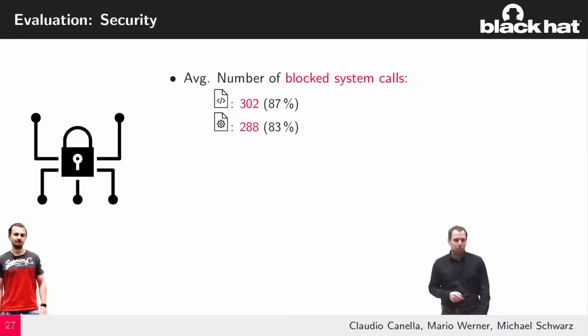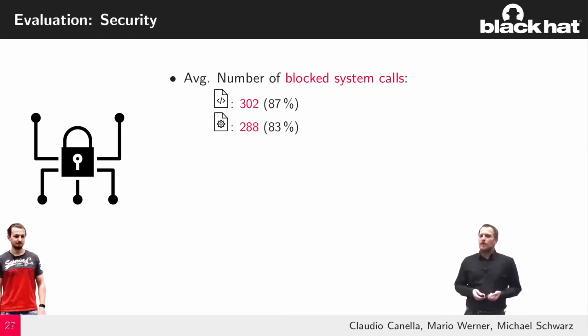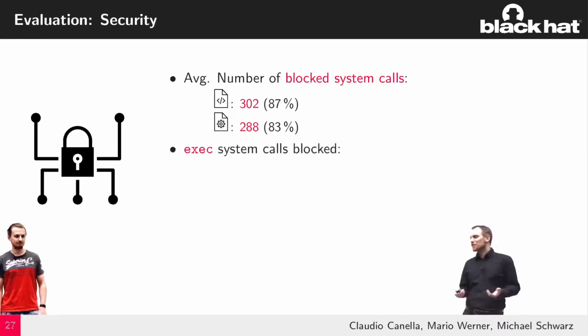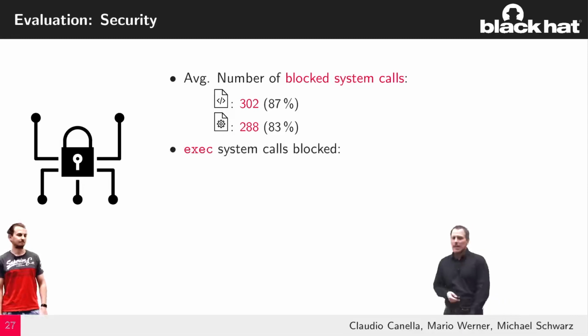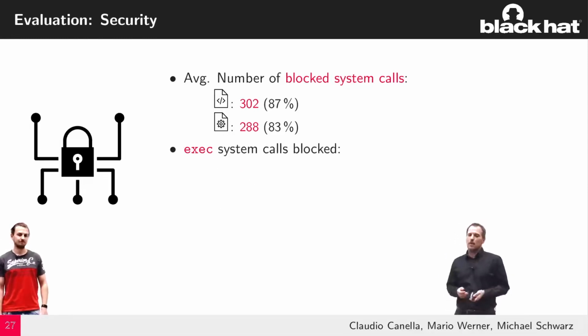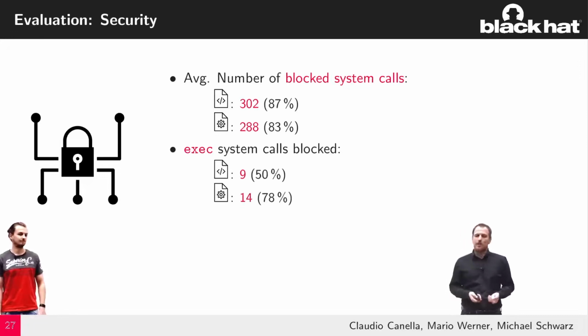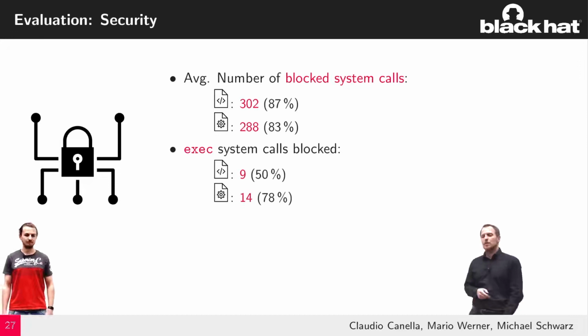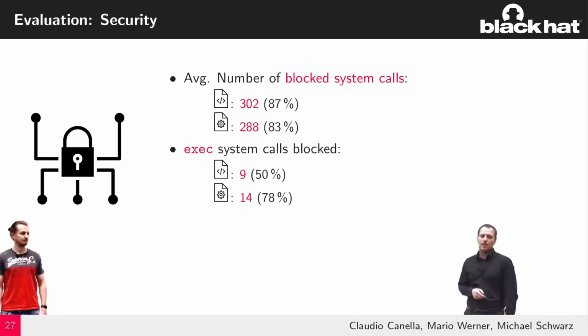When we look at exec, which is one particular system call which is quite dangerous in terms of security, results were a little bit worse, but still we were able to block it in 9 out of our tested applications using the compiler-based approach, and even in 14 using Binalizer.